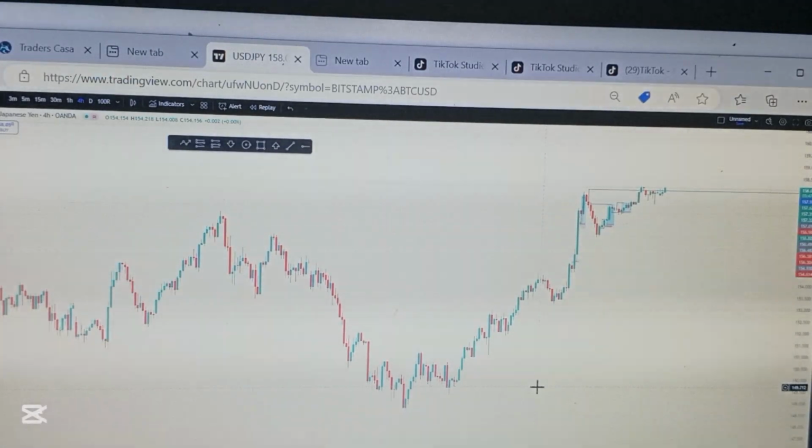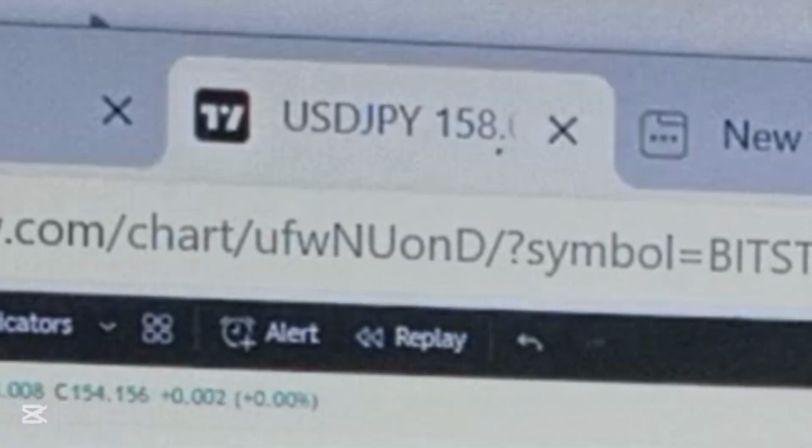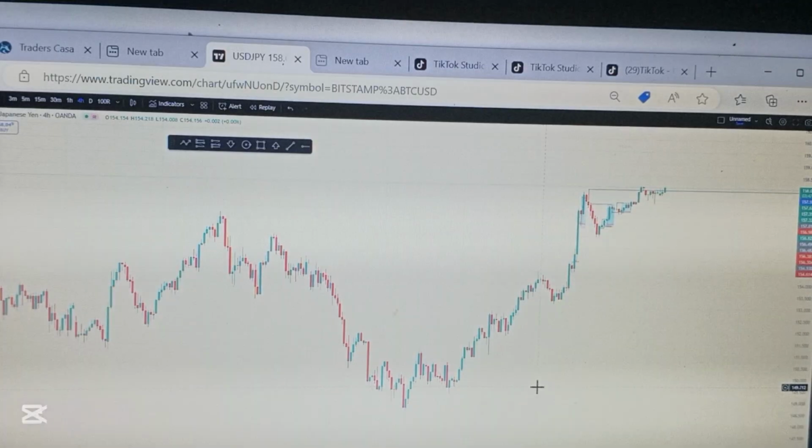Alright, so you can see on my screen I'm on the USD/JPY pair. I remember very well when I started trading for the first time, in early 2022. That was when I started trading, 2 years ago.